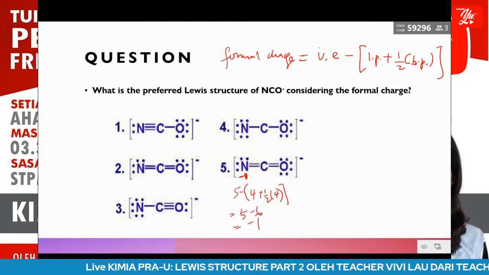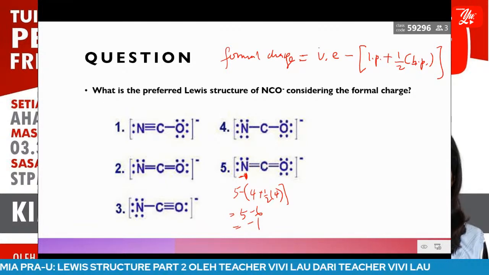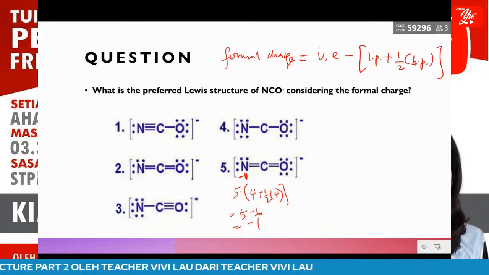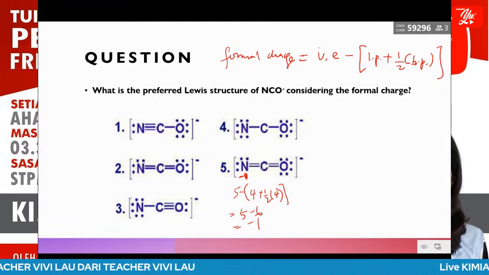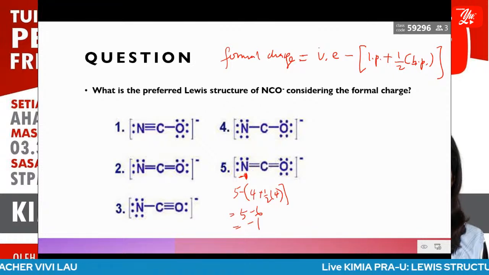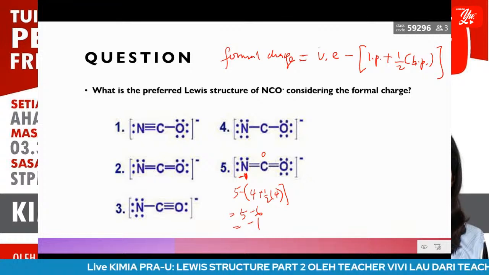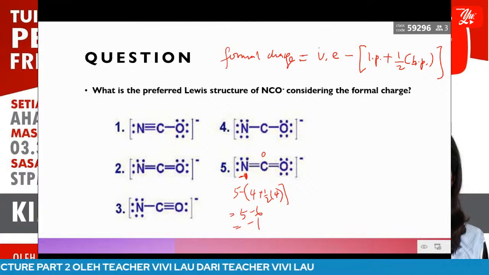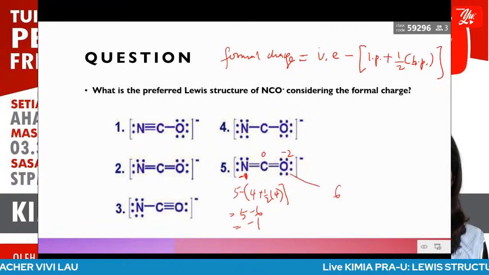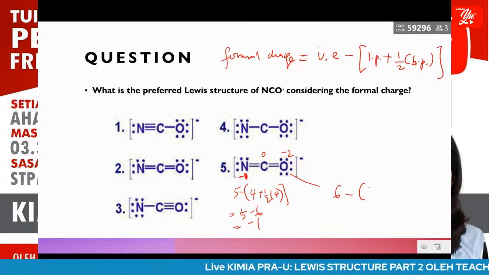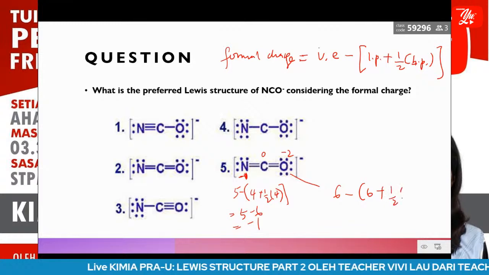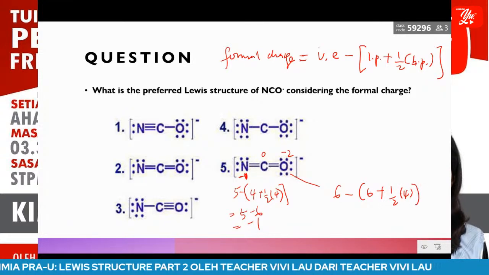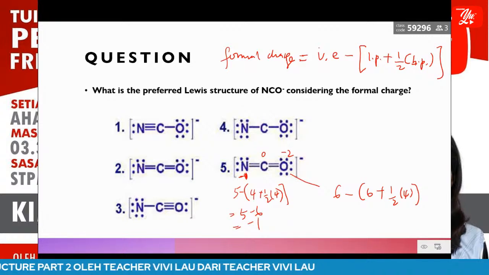So carbon here is group 14, 4 minus 4, no lone pair. Sorry, this one has 2, 4, 6, 8 bonding electrons. Okay, 8 divided by 2 is 4, 4 minus 4 is 0. Then for this one, oxygen is 6 minus, it has 6 lone pair electrons, plus half of 4 here, 2, so 8. So 6 minus 8 is -2 for oxygen.